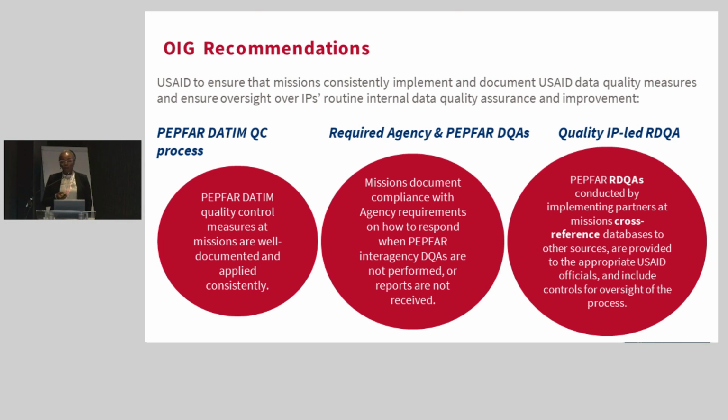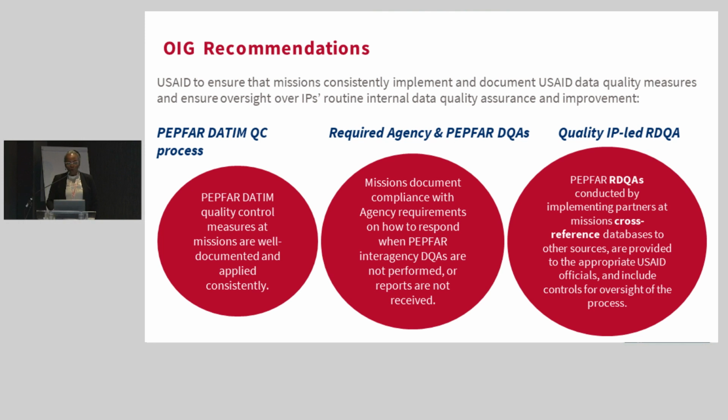And then the last one, which is specific to implementing partners, was that PEPFAR routine data quality assessments being conducted by implementing partners at admission must go through the process of cross-referencing data sources. So you cannot just do data quality on one source and think that all is good. You have to cross-reference that to a secondary data source and make sure that the data are matching, and if there are issues, identify those issues, and also include the controls for oversight of this particular process. And this is going to be done by the mission, by USAID.